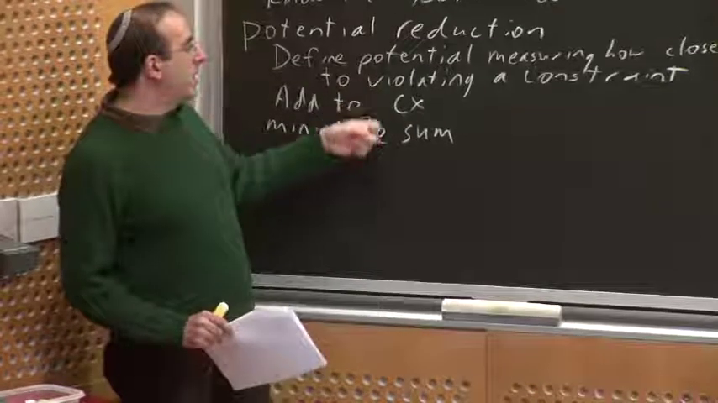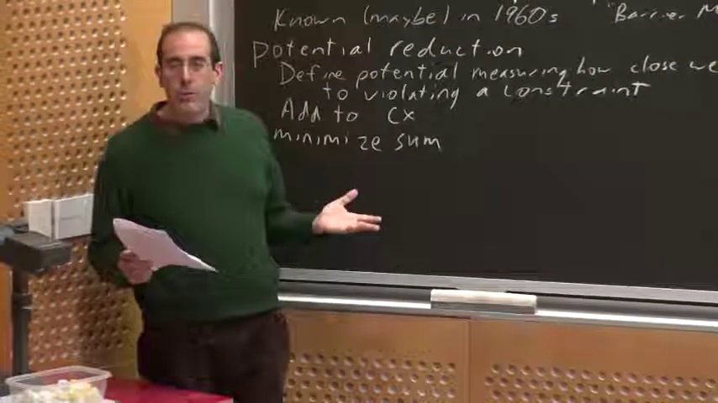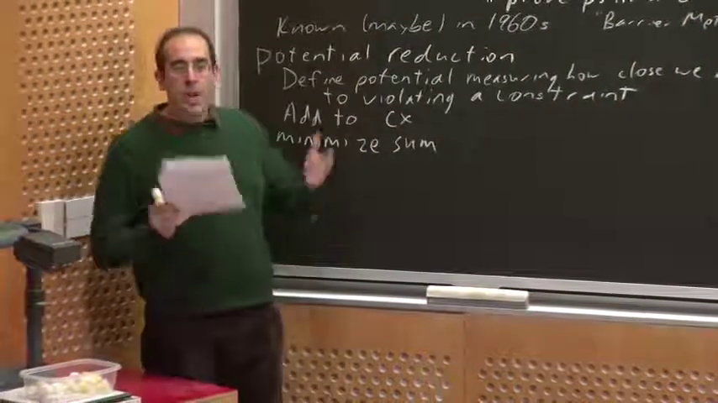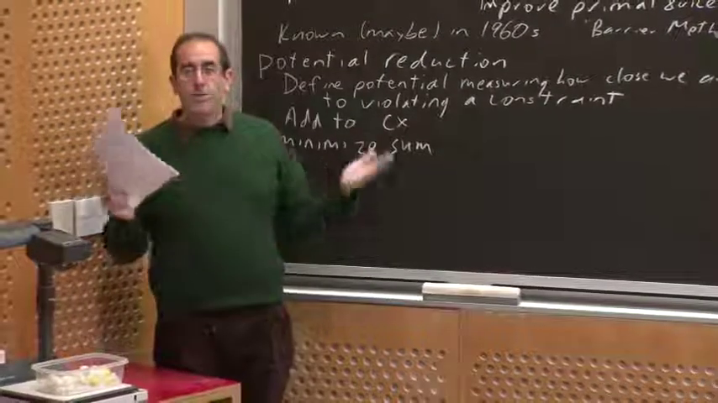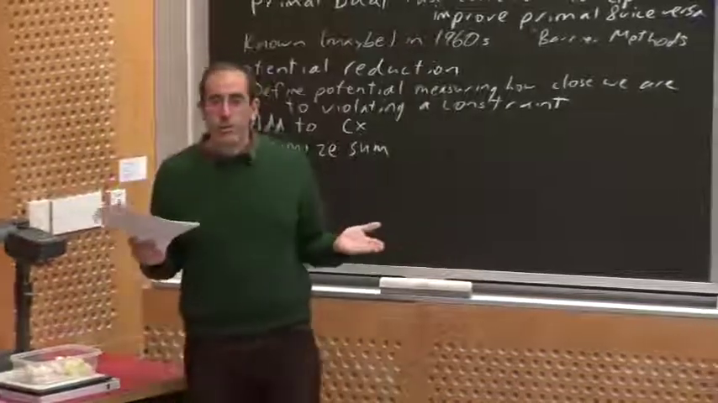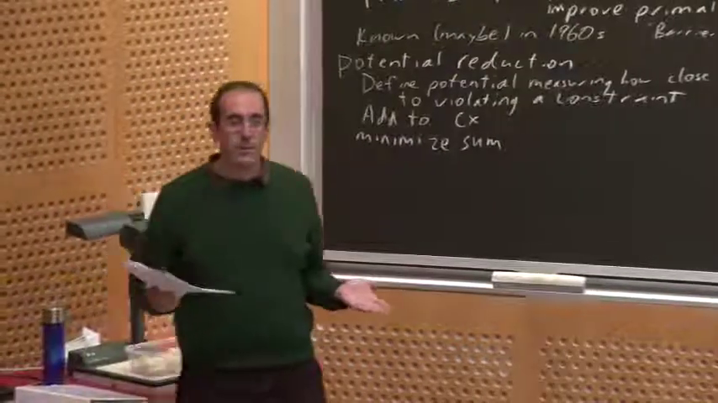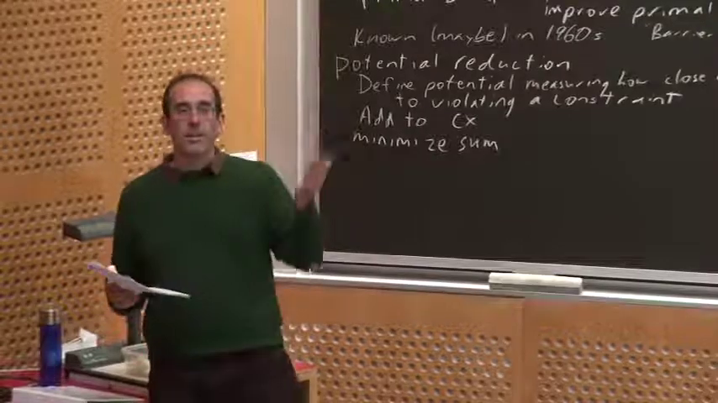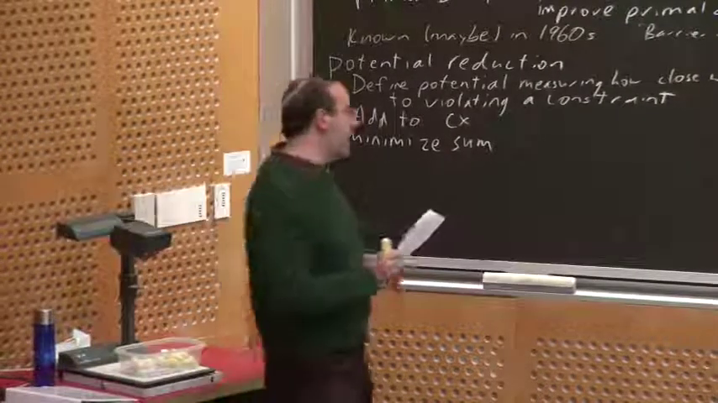So what's nice about this is that once we've put everything in the potential, we don't have to worry about constraints anymore. So we're just going to have this really complicated function, and we're going to want to minimize it. Okay? How do you minimize an unconstrained function? Yeah? Yeah, gradient descent, right?